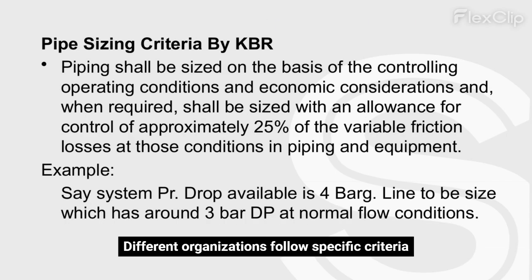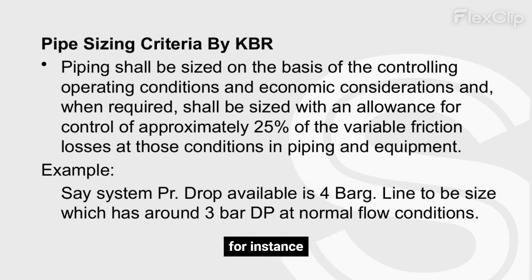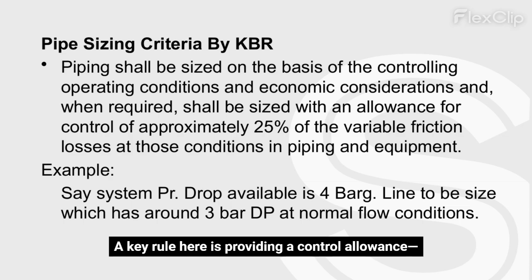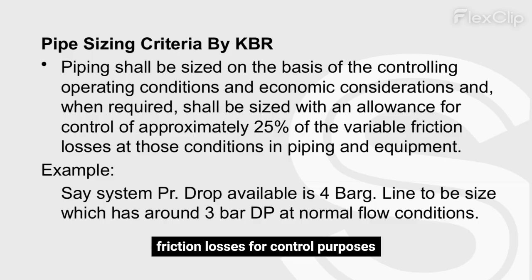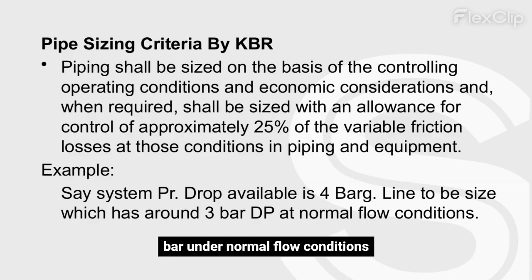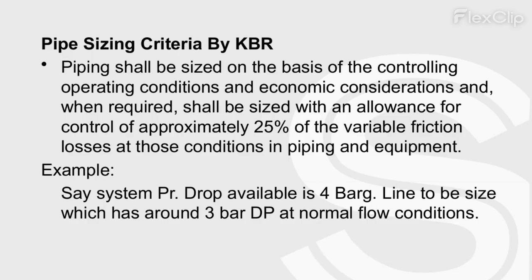Different organizations follow specific criteria. KBR, for instance, focuses on controlling operating conditions and economic factors. A key rule here is providing a control allowance, essentially reserving about 25% of variable friction losses for control purposes. For example, if your system has a 4-bar pressure drop available, you'd typically size the line to utilize about 3 bar under normal flow conditions.